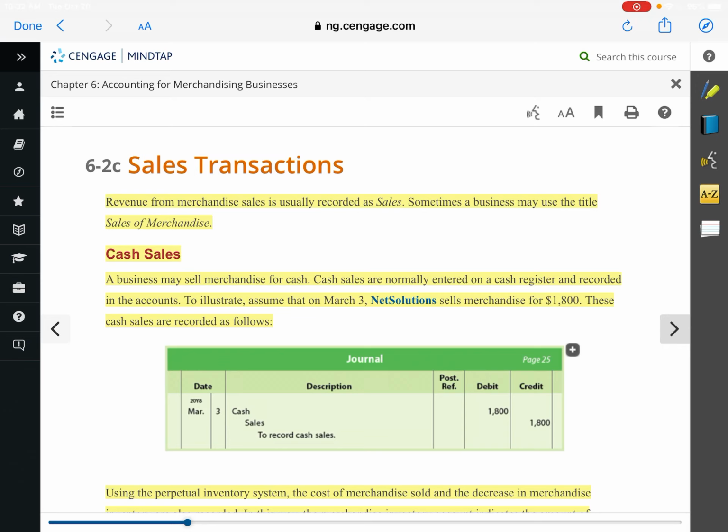And the reason we debit this expense is we have to actually recognize the cost of those merchandise items that we sold, and then we credit this inventory because we no longer have it on our books. Okay?